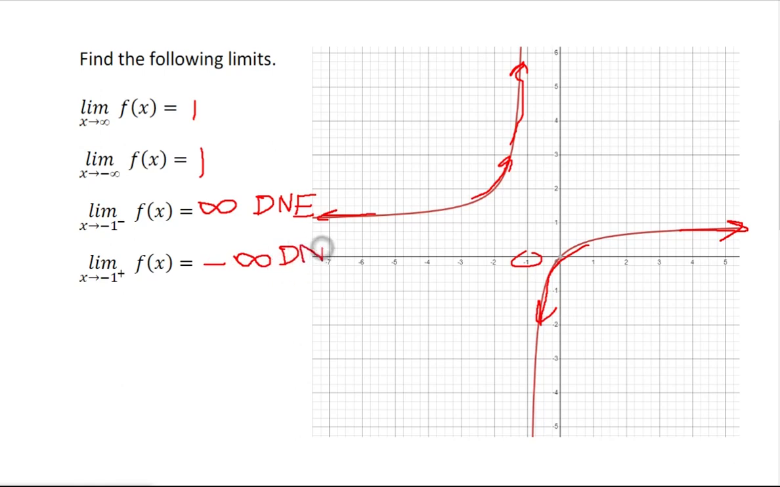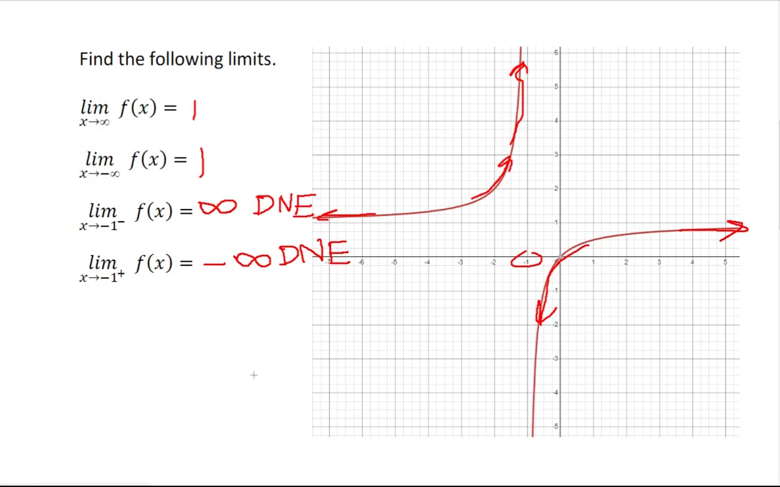Again, DNE stands for does not exist. And that means that I'm not approaching a single value. In this case, I'm approaching -infinity. In this other case, I'm approaching positive infinity. So if you tell me that the limit does not exist, you should say why. You're approaching positive infinity in this case, or negative infinity in the second case.